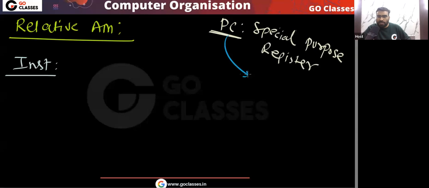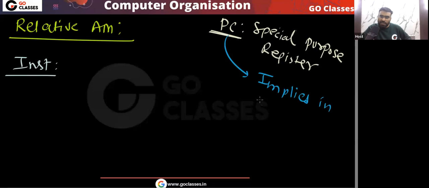Remember, in this addressing mode, we don't mention program counter because program counter is a special purpose register that you already know. Actually, this is the most special and most important register in your CPU. So you can easily see that we will not put the program counter in the instruction. Remember, this is implied.